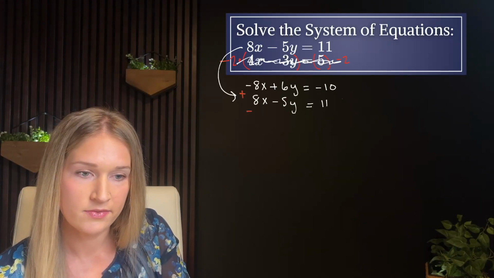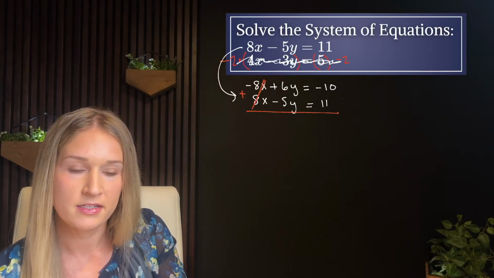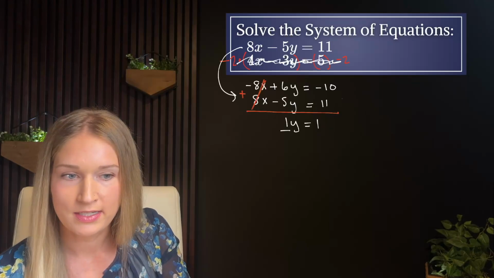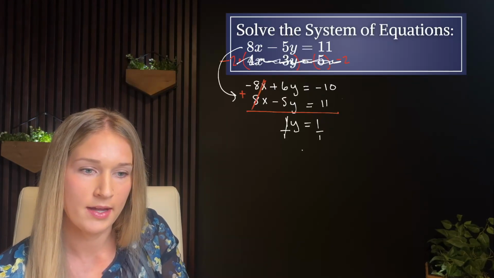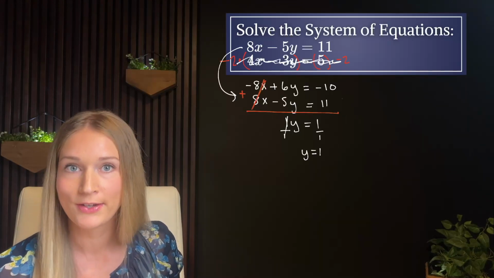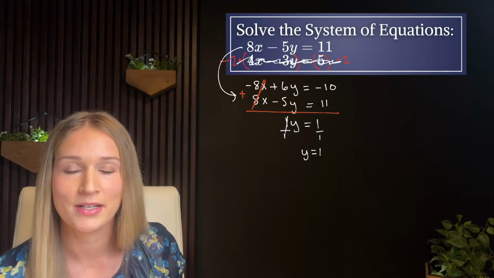Because I have the additive inverses, when I add my x's, they cancel. 6 minus 5 is going to give me 1y equals 1. If you need to divide by 1, you can. Y is going to equal 1. Perfect. We have part of our answer, but we have both x and y in this equation, so I need to go back and find my x.